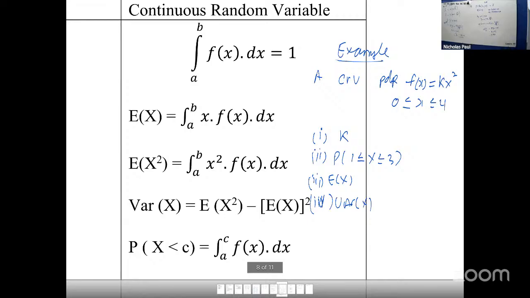Let's see how we're doing this. So we know that the integral between 4 and 0 of kx squared dx is equal to 1. So we could use that rule now to help us find k. Taking k out, the integral between 4 and 0 of x squared on 3 is equal to 1.